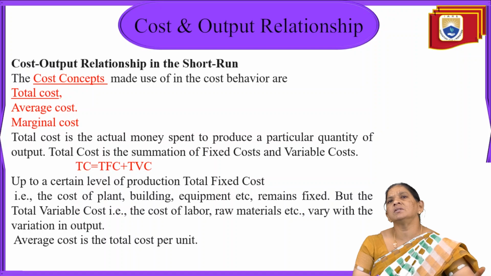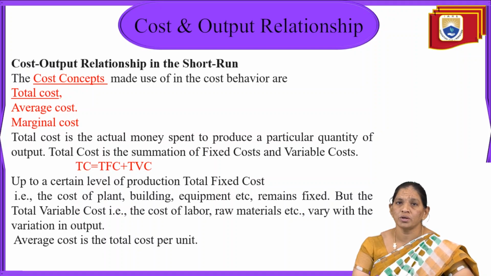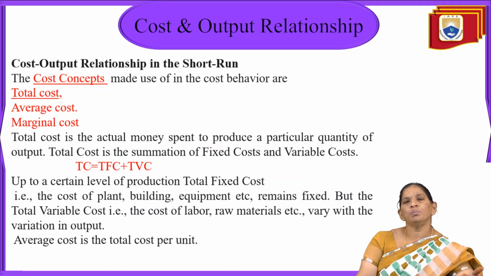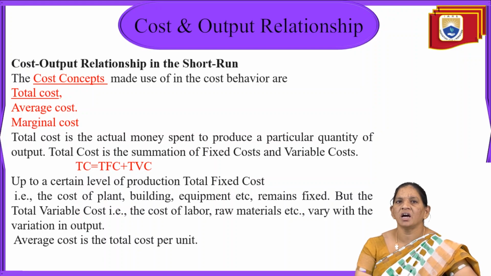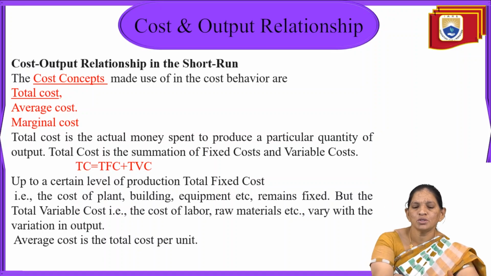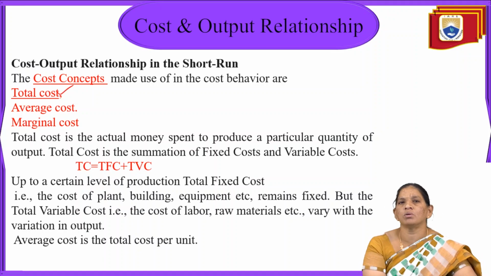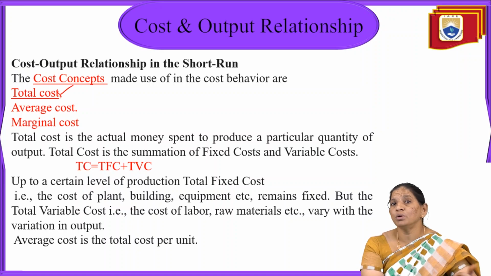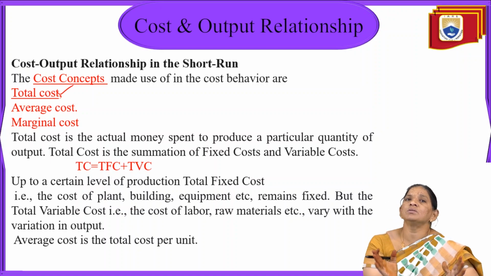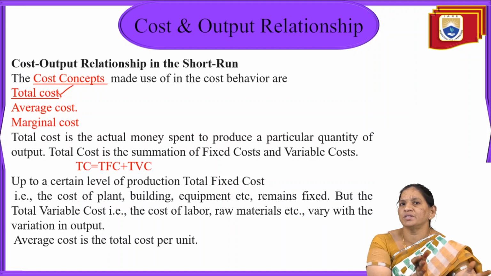Now, coming to the relationship between cost and output in the short run, we'll see the uses of the different costs, so that the behavior of cost can be identified. The first cost affecting the cost and output relation is total cost. We already know what total cost means: the total of fixed and variable cost.